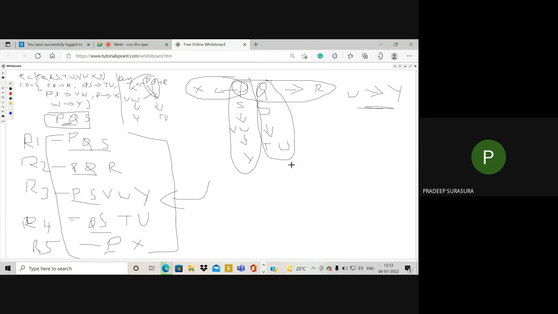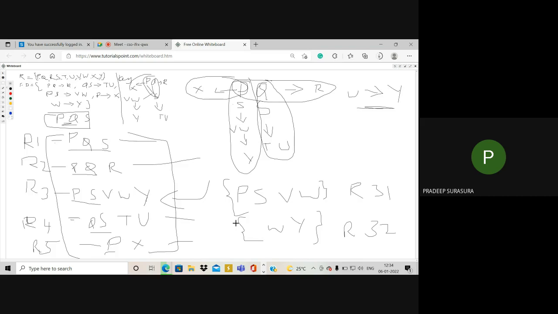So we can break this like this: PSVW in one table, W and Y in one table. So this will be called R31 and R32. So finally, how many tables do I have here? R1, R2 are two tables. R31, R32 are another two tables. And R4 and R5 are another two tables. So in this problem, I have the solution as 6 tables.